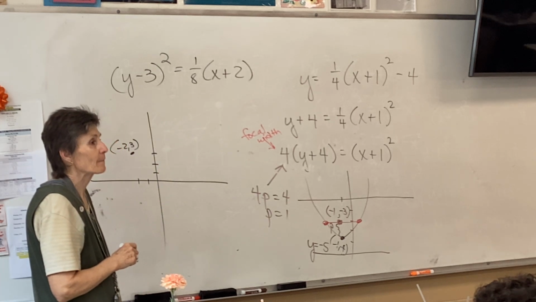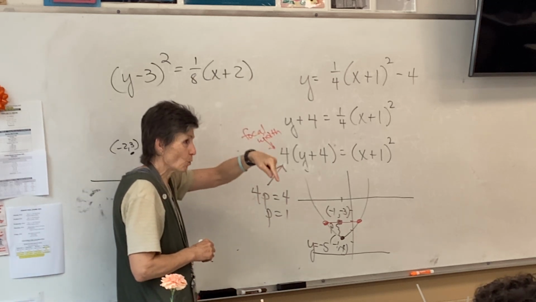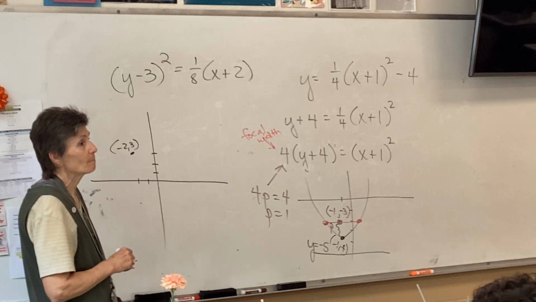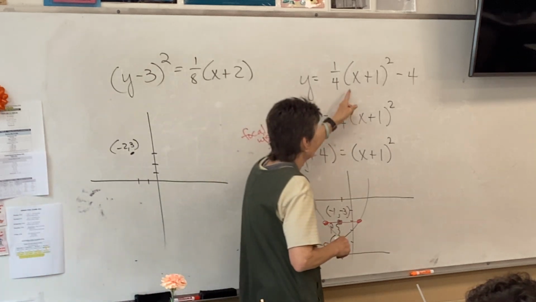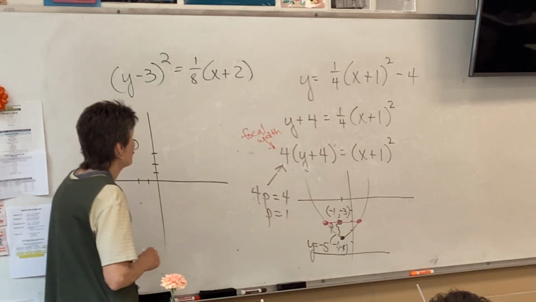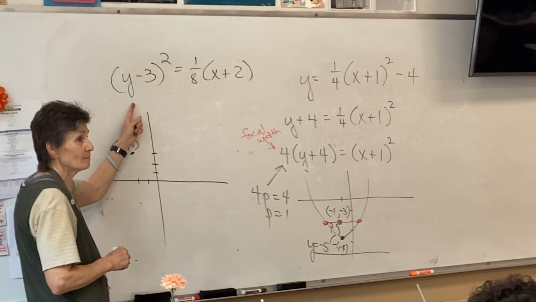So the number that you use for the focal width, does that have to be in front of the unsquared one? Yep. So if it's in front of the squared one, do you move it? That's what I did over here. Yep. This one's exactly where I want it. So everybody good with a vertex at -2, 3?